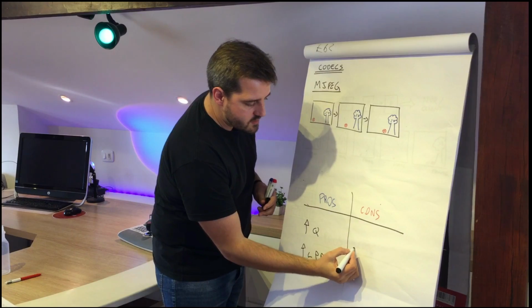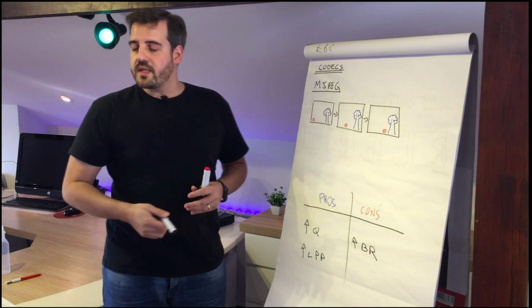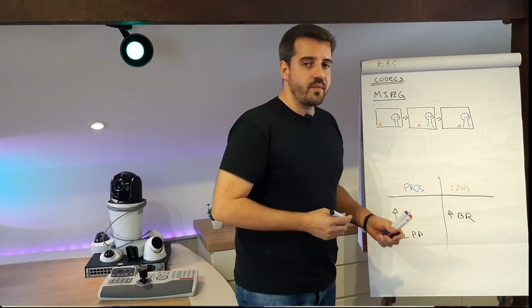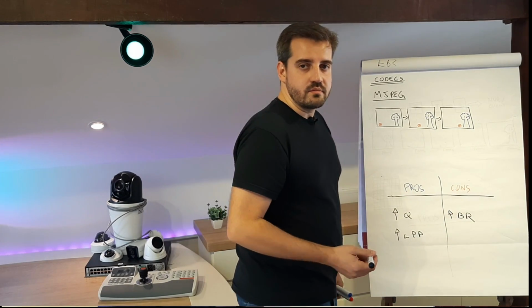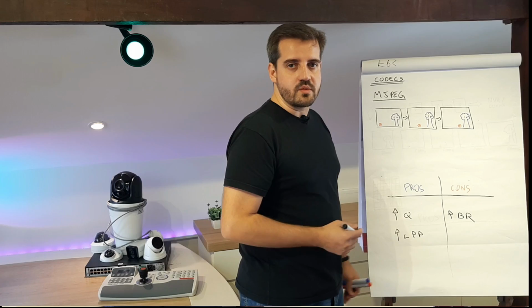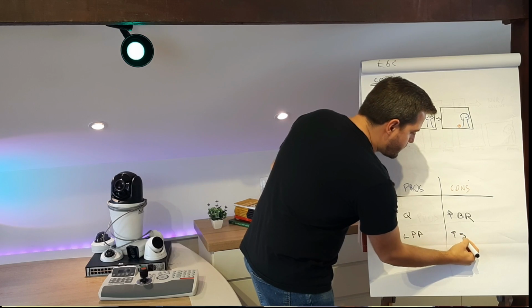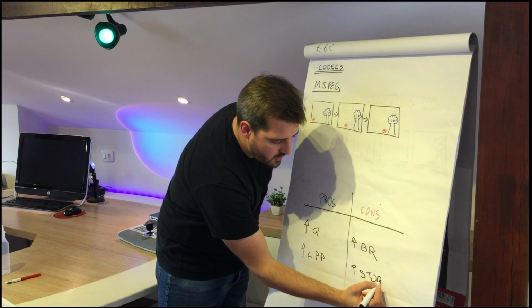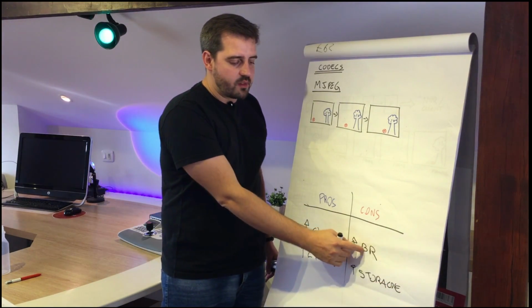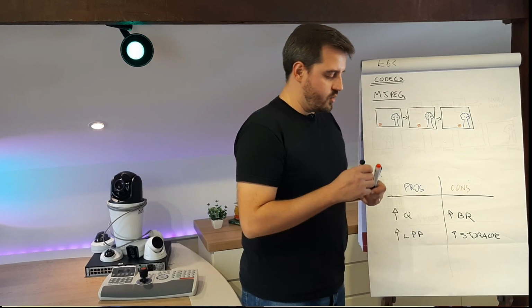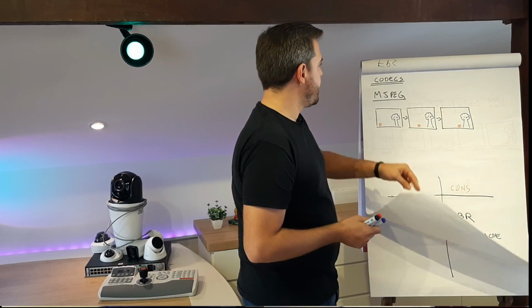The con is high bitrate. If you're not compressing, we are sending the full frame, so it's very costly to the network. You need to size your network very well to not have bottlenecks and start to have packet loss or overload. And we need a lot of storage, because the higher the bitrate, the more storage you need to record this stream. Okay, so that's MJPEG.